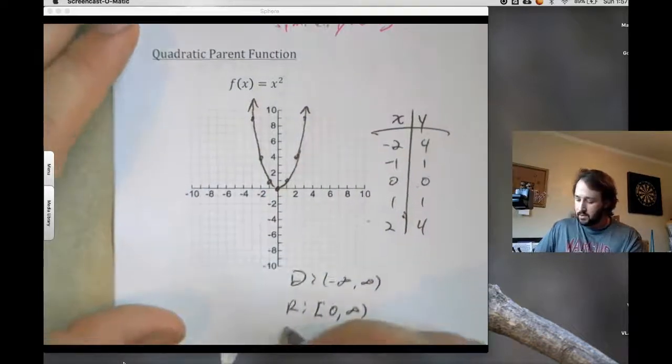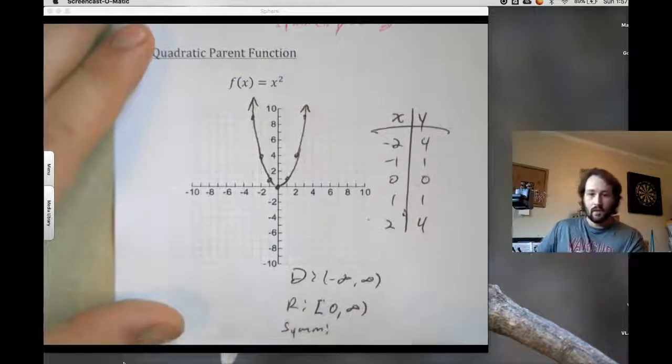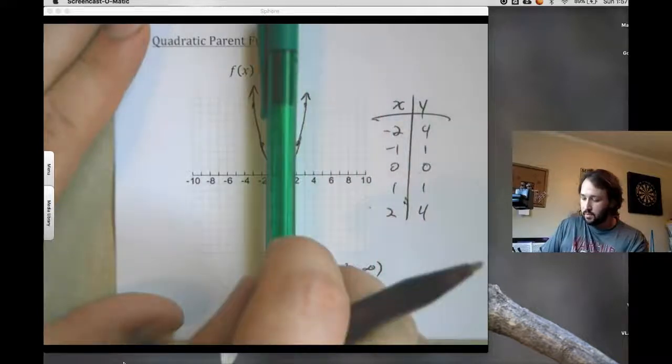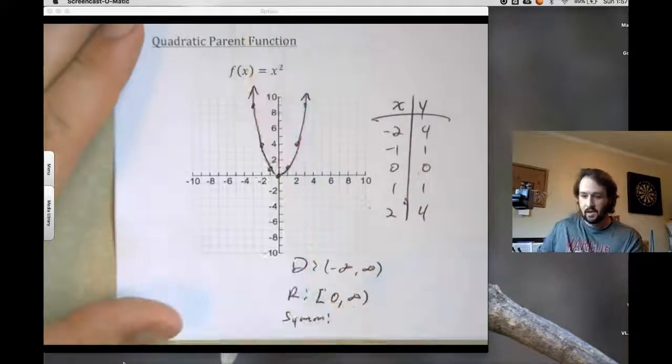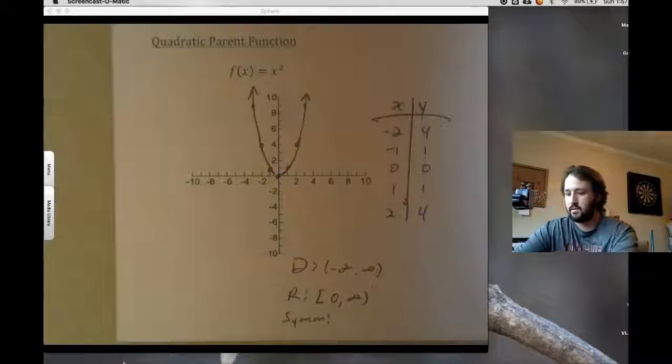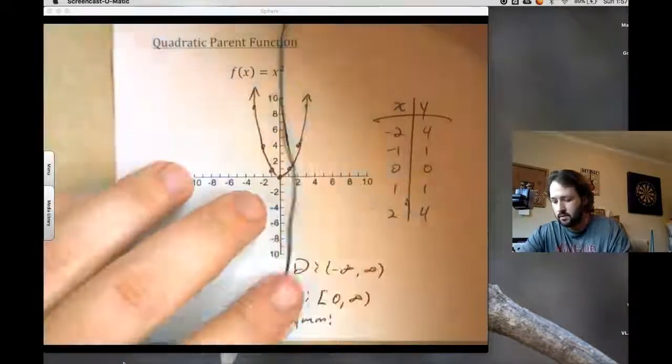Now for the symmetry, it looks like if I were to put a pen right there, that's kind of thick. Here, let me put a piece of string right there.